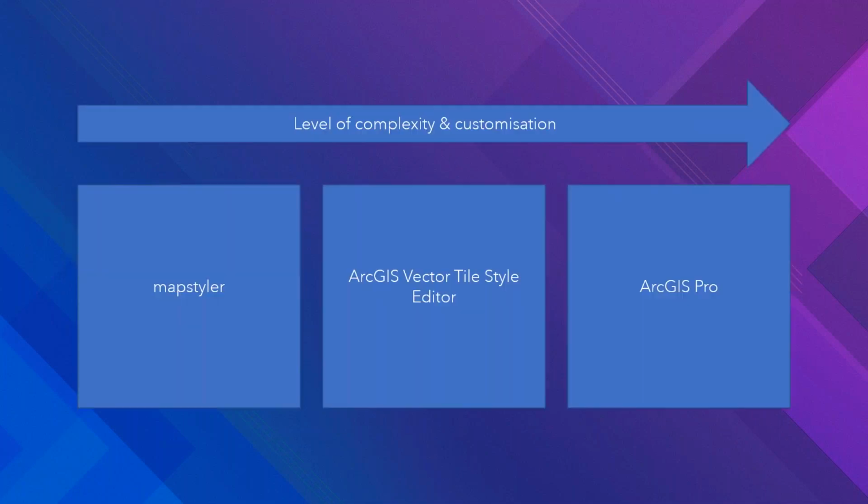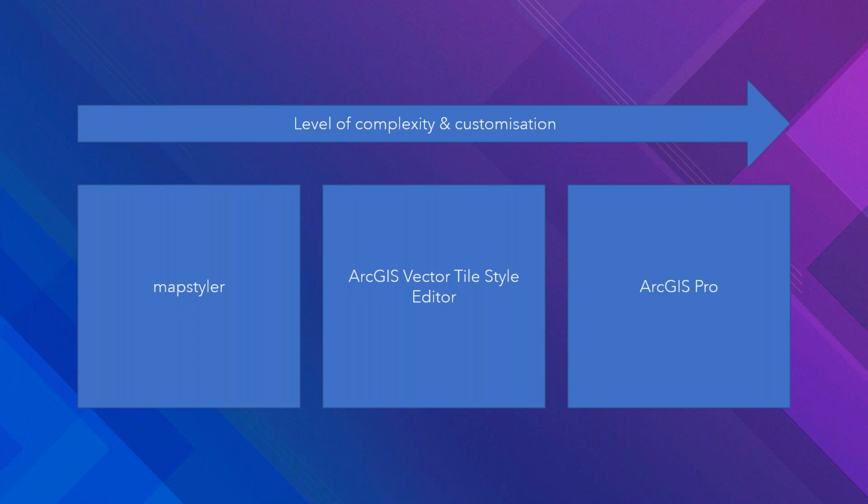So how do we actually customize vector basemaps? I'm going to be talking about three applications. On the very right, I've only briefly gone over it, but ArcGIS Pro is probably the most complex, but will give you the most customization options for styling. Then on the other end of the spectrum, we've got MapStyler, which is built for very quick, easy wins for styling, and it's very, very simple to use. But in the middle, and probably the Goldilocks zone, is the ArcGIS Vector Tile style editor, and it's probably what I'm mainly speaking about in this webinar.